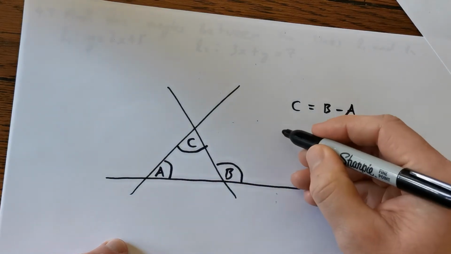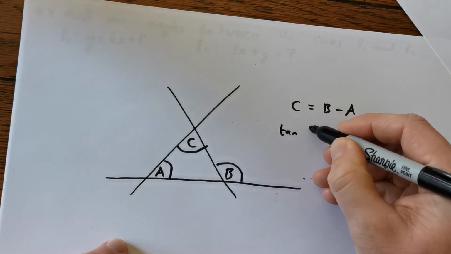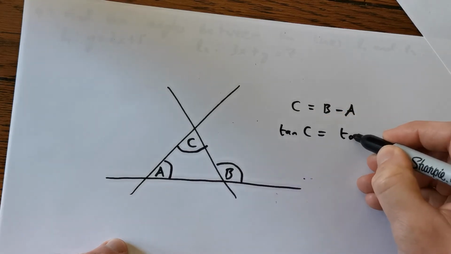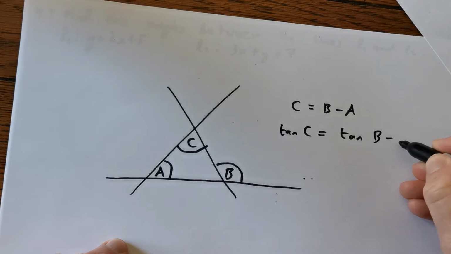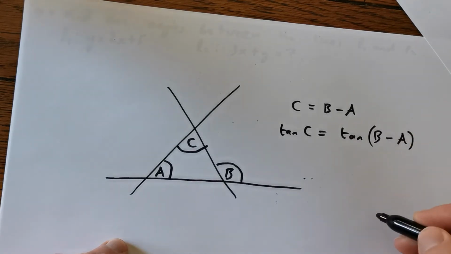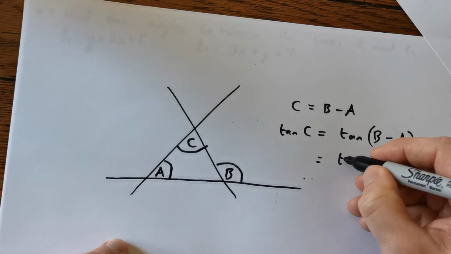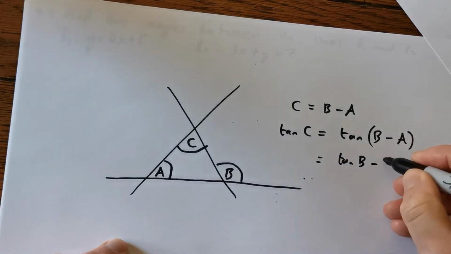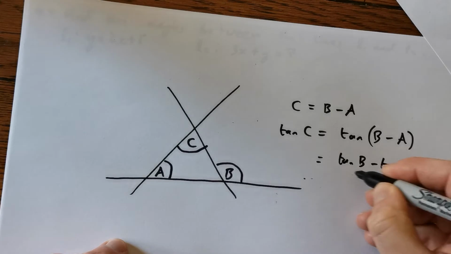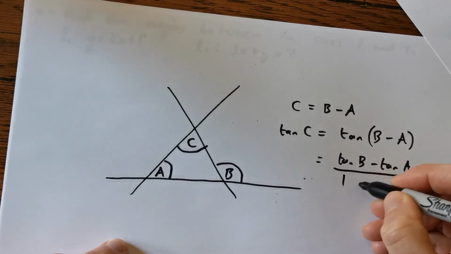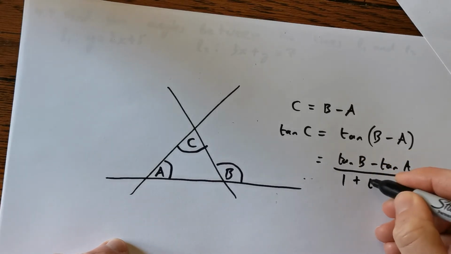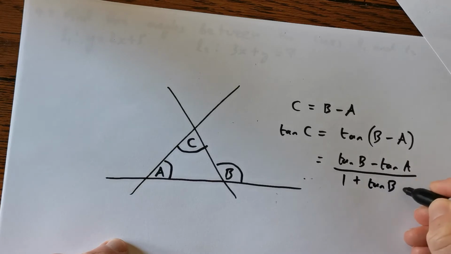That's fairly straightforward. So I can say the tan of that angle C will be the tan of the angle B minus the angle A. Okay, and we have an identity for that. That would be tan of B minus tan of A all over 1 plus tan B times tan A.